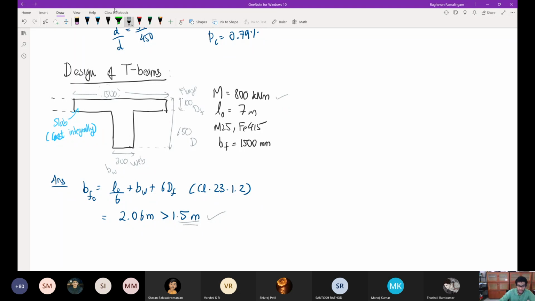You should not use this, and you should use what you found, if what is given is more than the effective. Okay, so that is the first thing you have to be careful about when you are given a flange review problem.